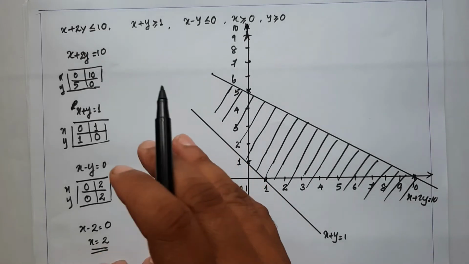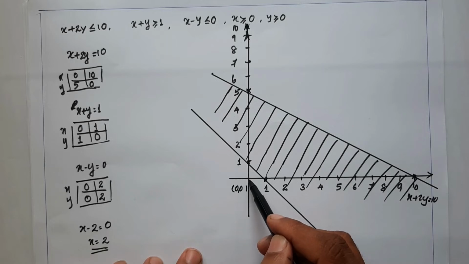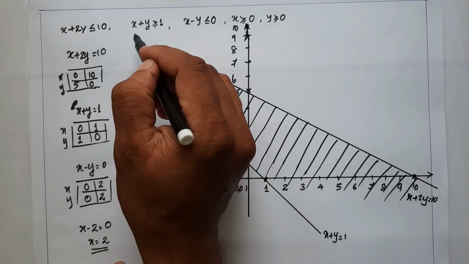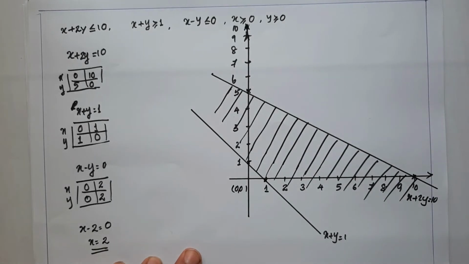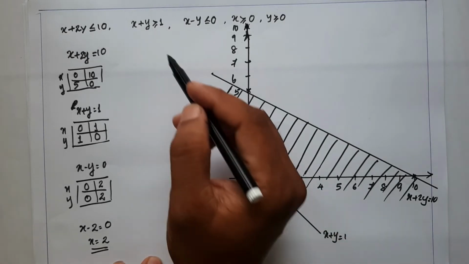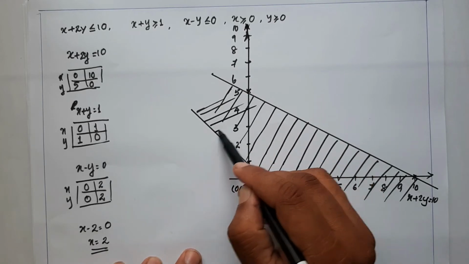Here also there exist a lower half and an upper part. Here the origin is on the lower part. Now we substitute the origin into the given inequality, we get 0 plus 0 is greater than 1. That is, 0 is greater than 1, which is not correct, so the origin does not satisfy it. So our shading portion is on the upper half, the upper half plane.